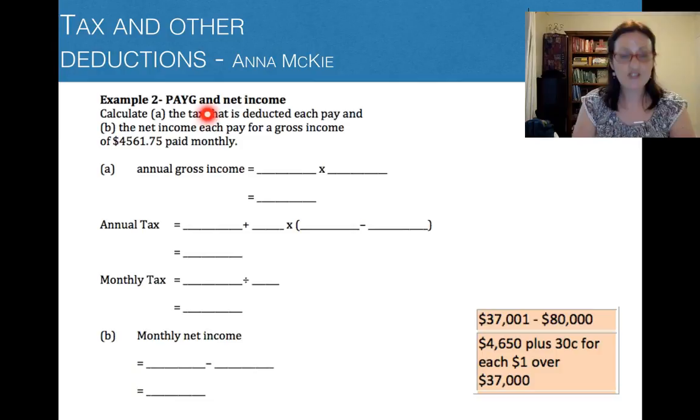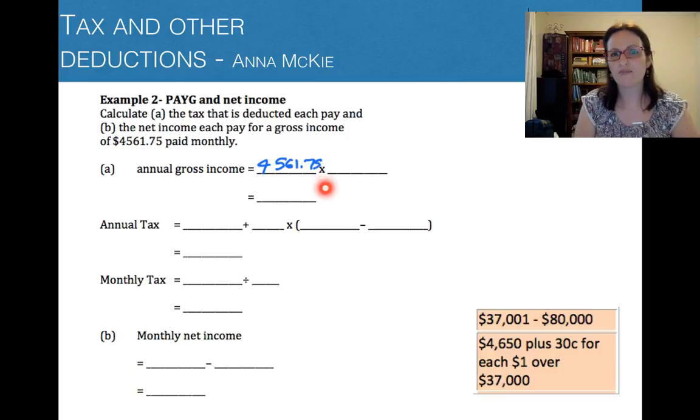Next, so the pay-as-you-go tax and net income. So a couple of parts here. Calculating the tax that is deducted each pay and the net income each pay for a gross income of $4,561.75 paid monthly. So this time it's not for the whole year, it's per month. So let's go through this step by step. First of all, we need to work out the annual gross income. So how much for the year? So how do you do that? How much were they paid per month? So let's write that in our first box, 4561.75.